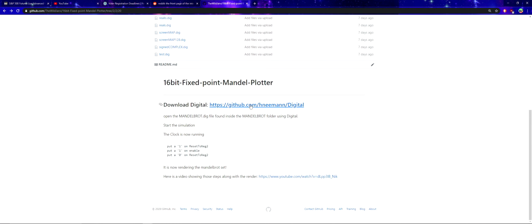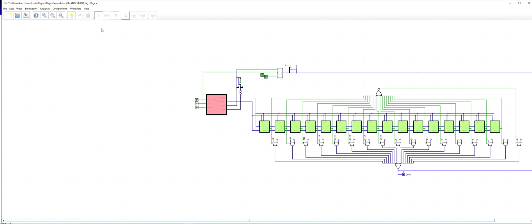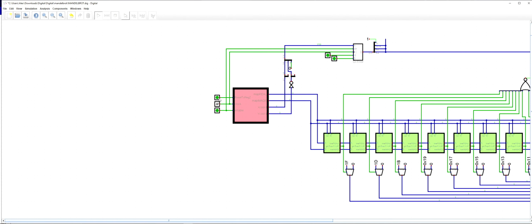So here are the instructions: download Digital, open mandelbrot.dig found inside the Mandelbrot folder using Digital, start the simulation. The clock is immediately running once you start the simulation. Put a 1 on the reset to -2, put a 1 on enable, and then put a 0 on reset to -2, and that's exactly what we did. That's all the instructions to get this thing running.